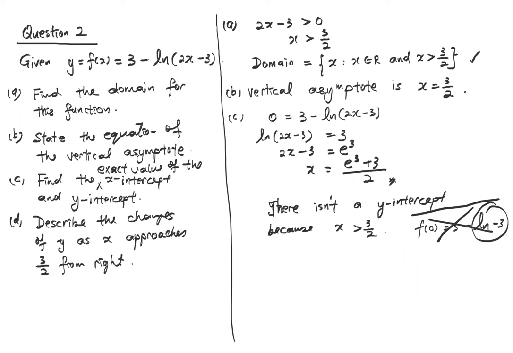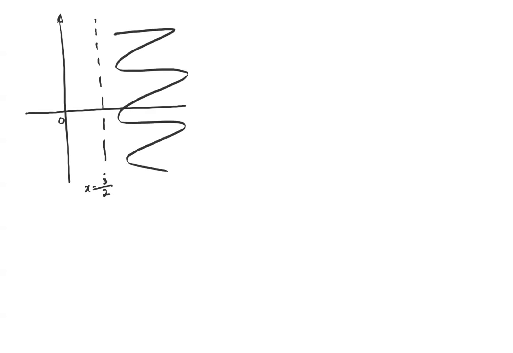So describe the changes of y as x approaches 3/2 from the right. Why do I say from the right? Okay, let me go to a graph. So now, if I sketch the graph, the vertical asymptote is here, 3/2. Correct? So the graph will appear here. I don't know whether it's top or bottom. To the left of 3/2, there isn't any graph because that is not part of the domain. The function is undefined. So you approach 3/2 from the right.